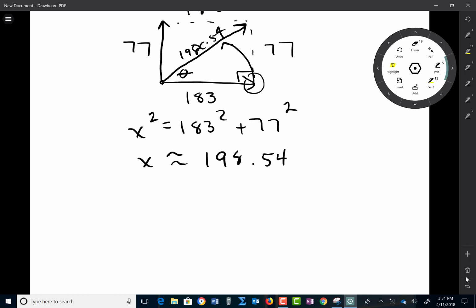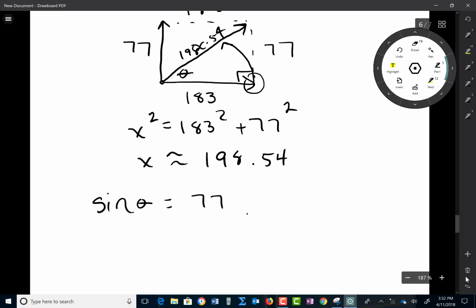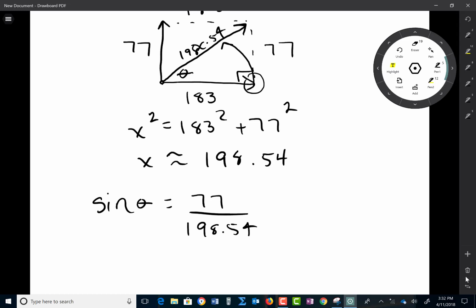If I wanted to use sine, I could say sine of my angle equals 77 over 198.54, and I would just put inverse sine in my calculator of 77 divided by 198.54, and I would get roughly 22.8 degrees.